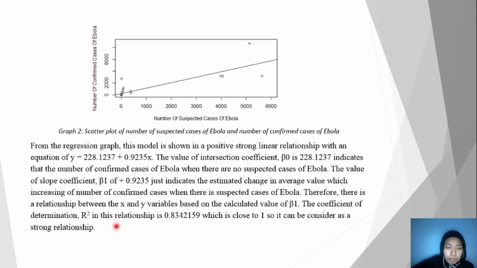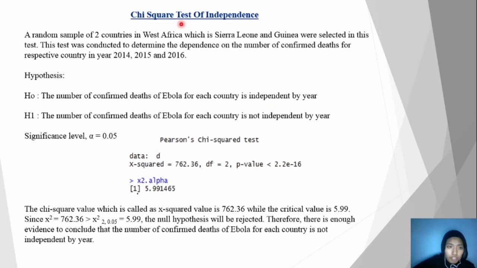Next test is the chi-square test of independence. For this test, a random sample of 2 countries was selected, and the null hypothesis is that the number of confirmed deaths of Ebola for each country is independent by year, while the alternative is that the number of confirmed deaths of Ebola for each country is not independent by year.